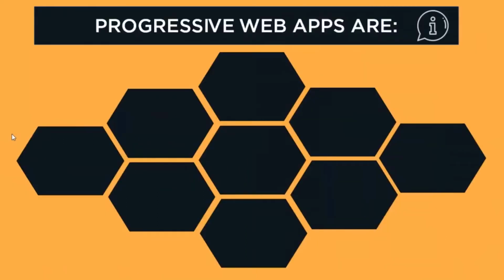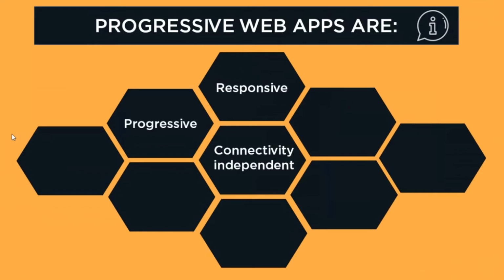So, progressive web apps are connectivity independent, enhanced with service workers to work offline or on low quality networks. And it is responsive. Of course, it fits any form factor: desktop, mobile, tablet, or whatever is next. Also, it's progressive. It means it works for every user, regardless of browser choice, because it is built with progressive enhancement as a core tenet.